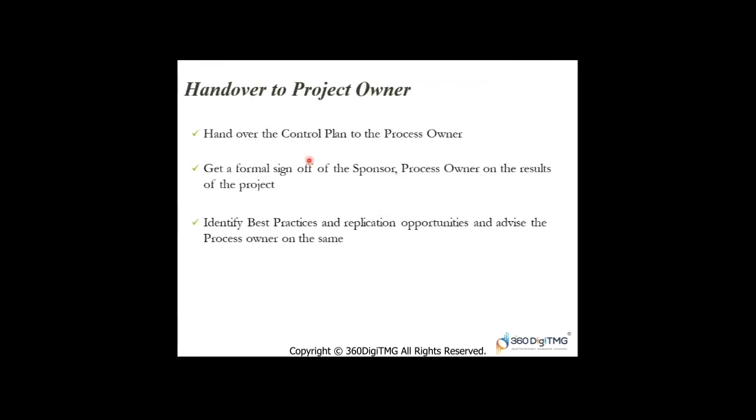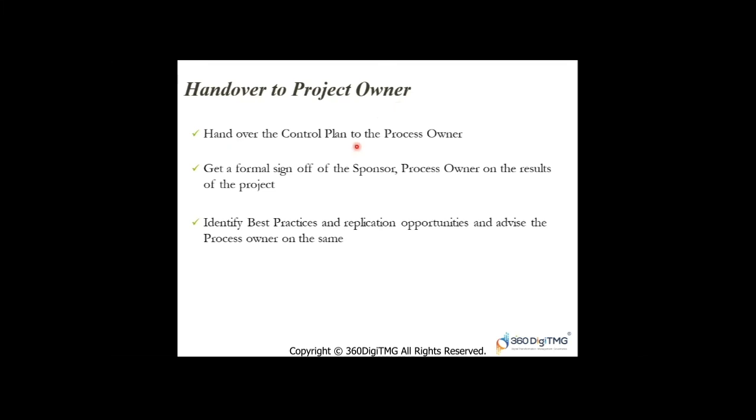So for monitoring and checking whether your promises have been actually realized or not, people have to constantly monitor that. And for that reason, you need to look into your financial benefits and improvement and monitor them on an ongoing basis for 1 year. Finally, you need to hand over the project to the project owner or the process owner, right? Hand it over.